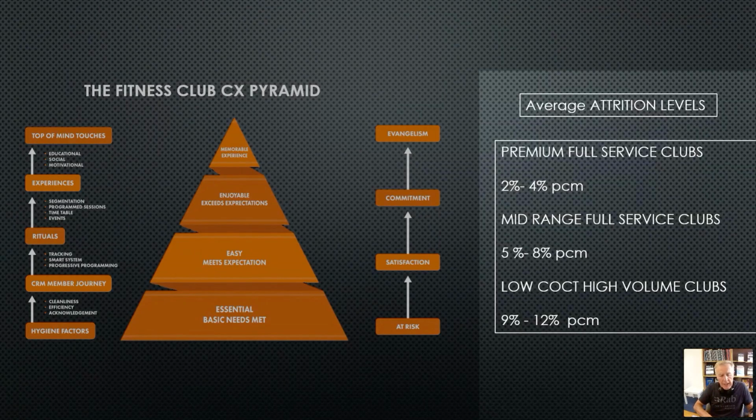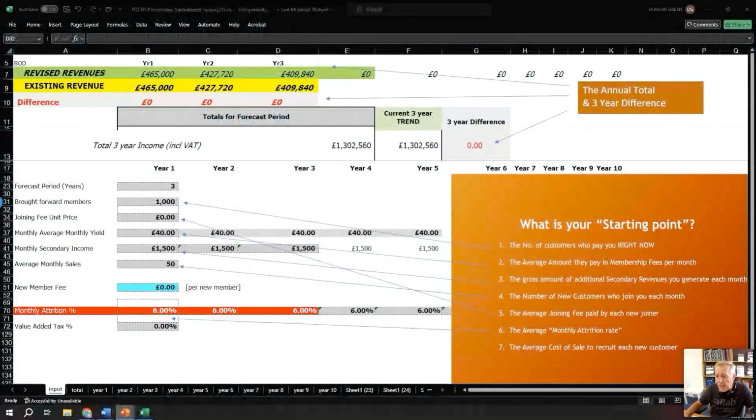Now, you're probably thinking, big deal. I don't have a premium club and I don't want any staff, so I'm quite happy to suck up 9 to 12%. Well, what I'd like to do now is just to show you exactly what happens when your attrition is at those sort of levels.